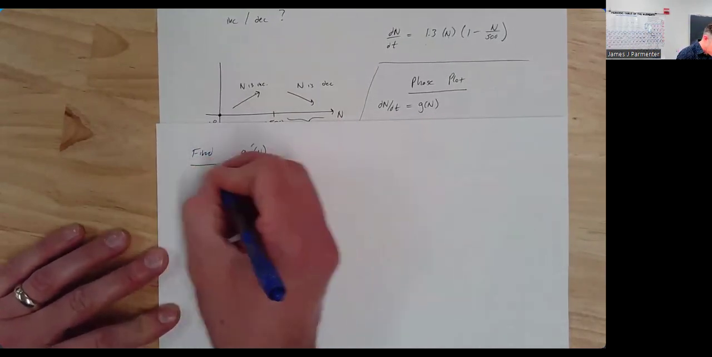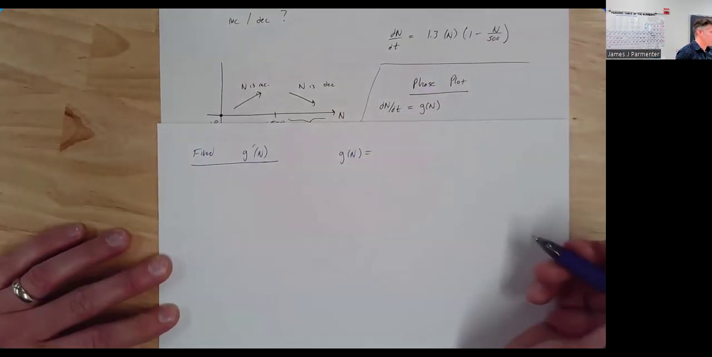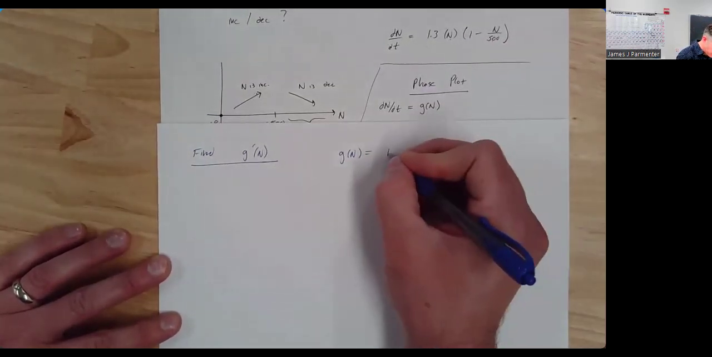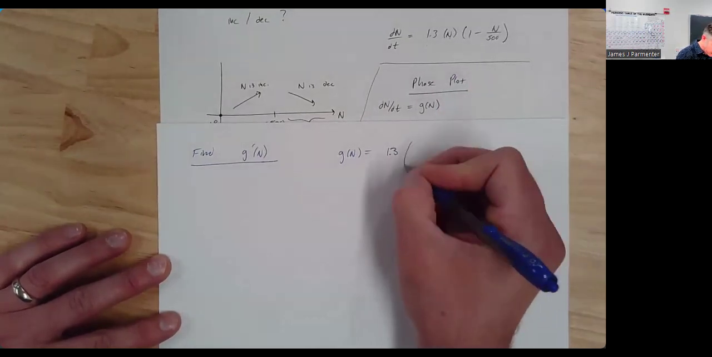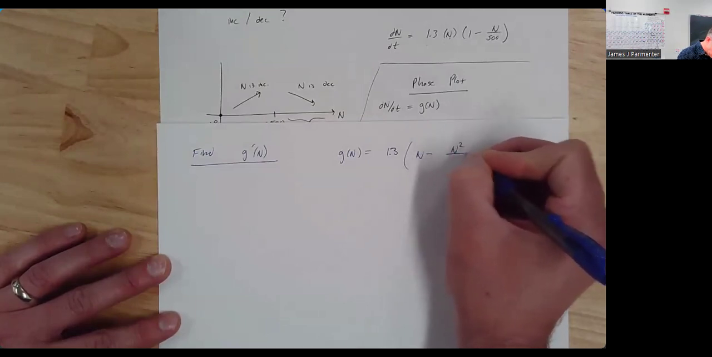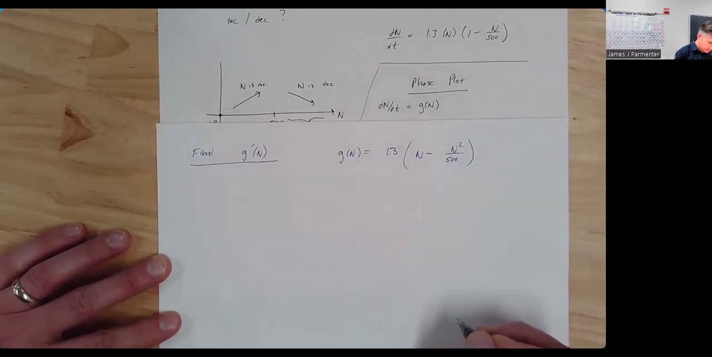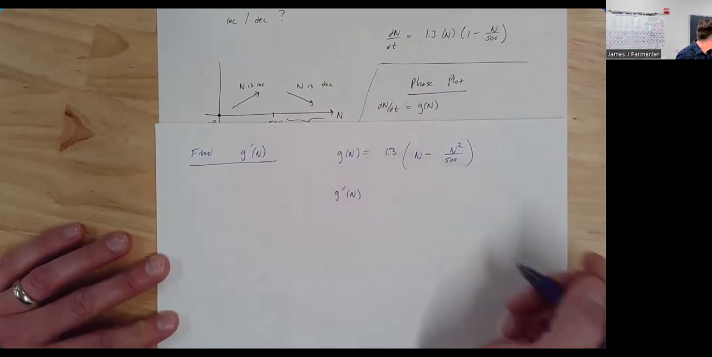So it might first be nice to write g of n and multiply it out because I don't want to use the product rule if I don't have to. So we multiply this out. I've got my 1.3 times, if I distribute the n, n minus n squared over 500. And then my g prime of n, the 1.3 is going to hang out.